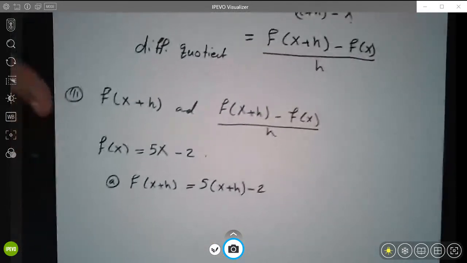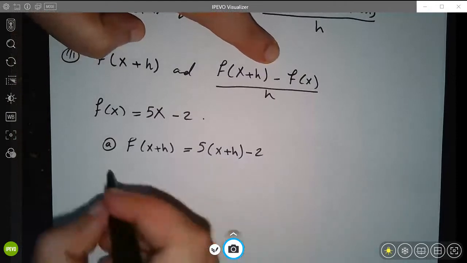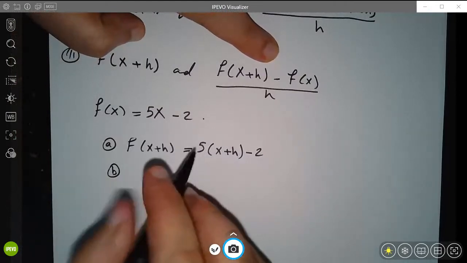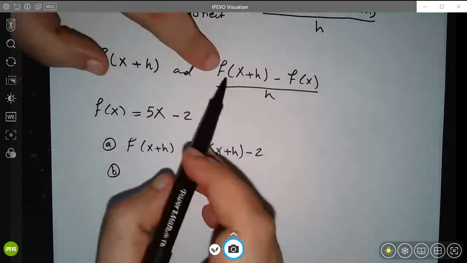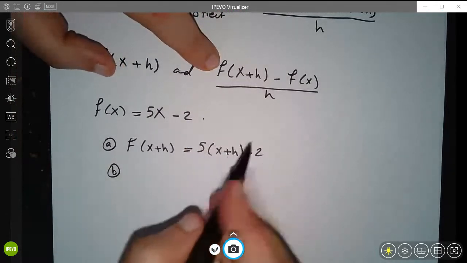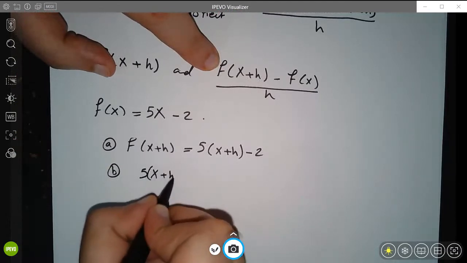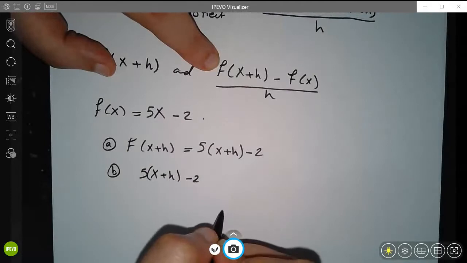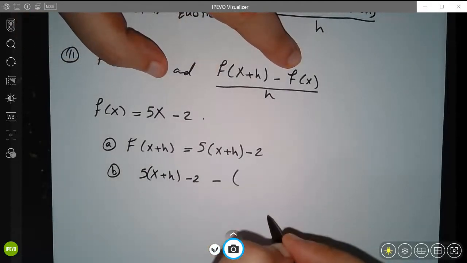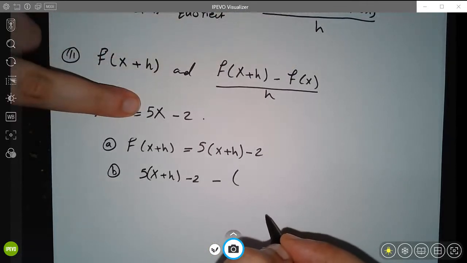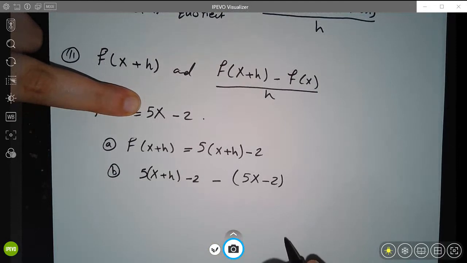All right. Now I need to use this here. So the second part, they want you to find the difference quotient. So we're going to calculate. F of x plus h is this right here. So I'm going to write it down, which is 5 times x plus h minus 2. And then minus, and then comes the actual function. Use parentheses. I'm going to use this right here, which is 5x minus 2.